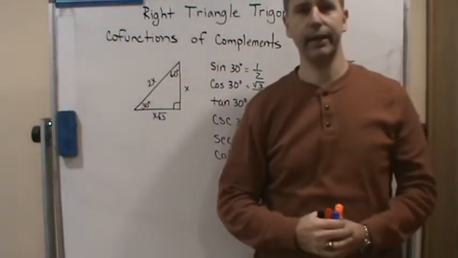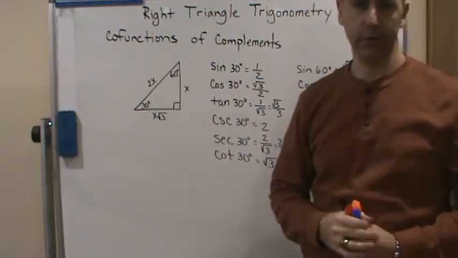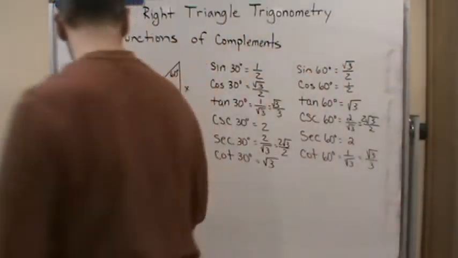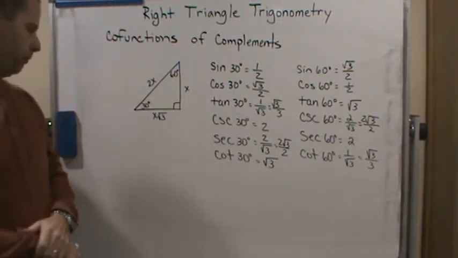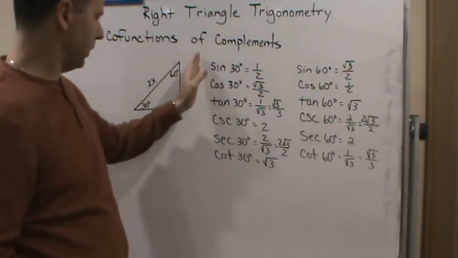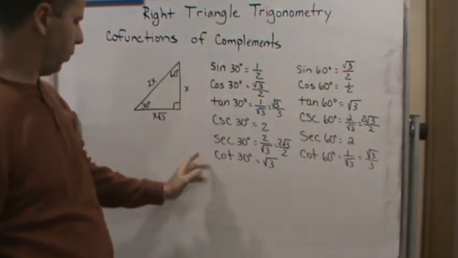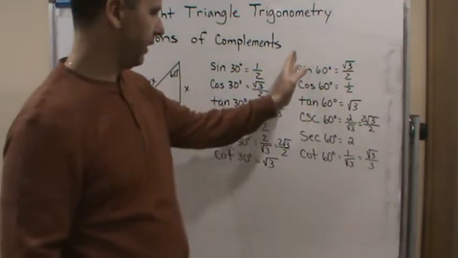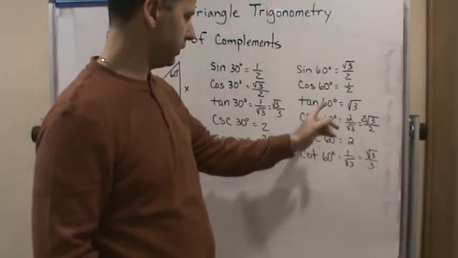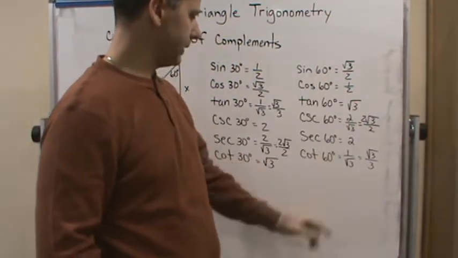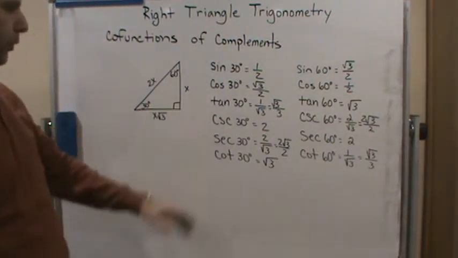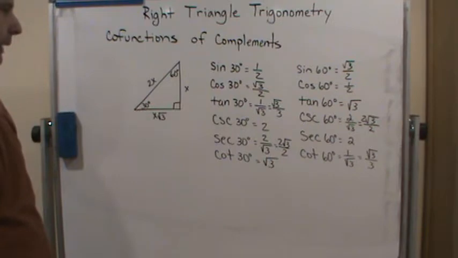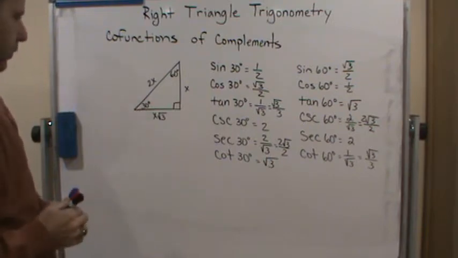Okay, so welcome back, and now we're going to talk about cofunctions. So what are cofunctions? Well, let's look at the 30, 60, 90 triangle here. I wrote out the trig functions for the 30-degree angle and the trig functions evaluated for 60 degrees. So I did them for both 30 and 60 degrees. Okay, so what do you notice here?